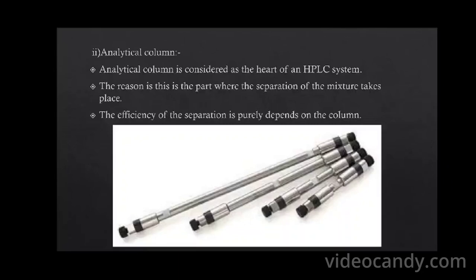Second, analytical column. The analytical column is considered the heart of an HPLC system. The reason is that this is the part where the separation of the mixture takes place. The efficiency of the separation depends purely on the column.